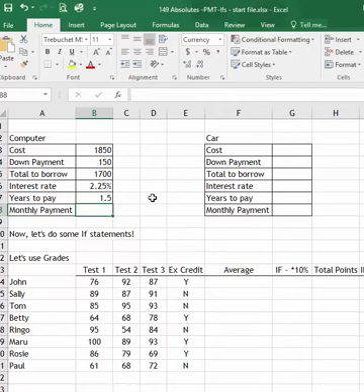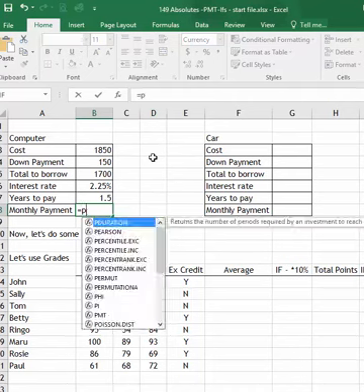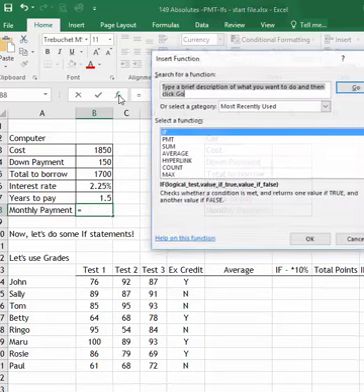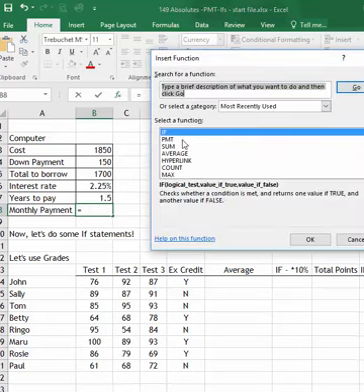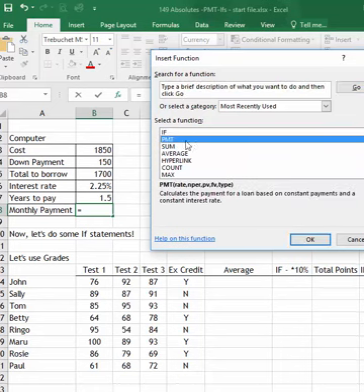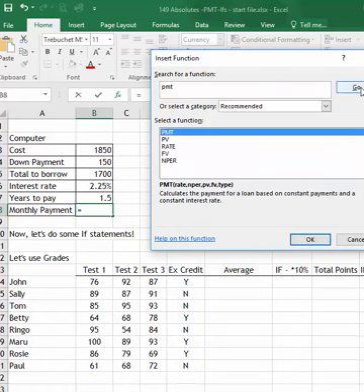So our PMT, well, we saw how to write a PMT in class and we could just write it ourselves, but I want to talk about the function box. So I'm going to not do that. I'm going to go to the function box. And I've used PMT and IF and AVERAGE recently, so they're all sitting here for me. But I could type PMT up in the function here and it'll find it for me.